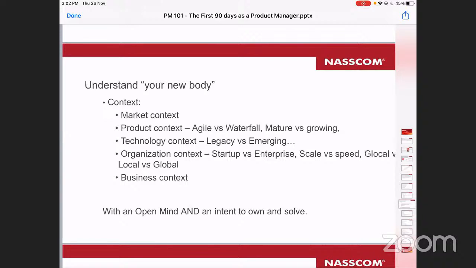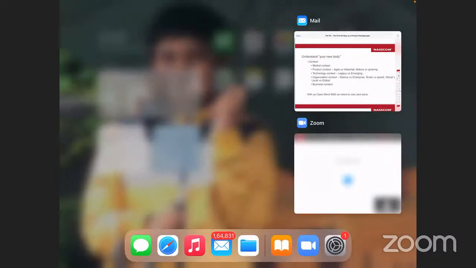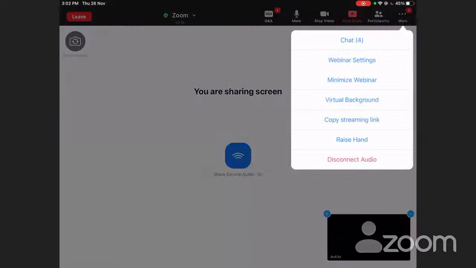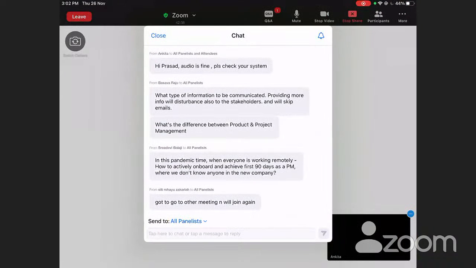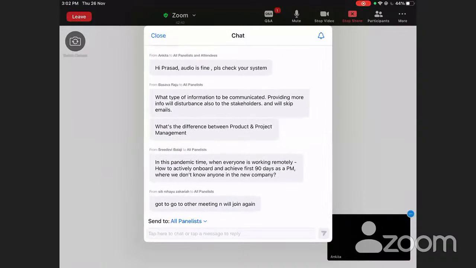So I'll take a pause at this point and see if we have any questions. Shalini, there's a question. Shall I read it out for you? Yes, please. I want to know what, according to you, is critical to succeed in product management, at least in the initial 90 days: functional domain knowledge, technical proficiency, cognizance of the methodology, or is it a combination of all?